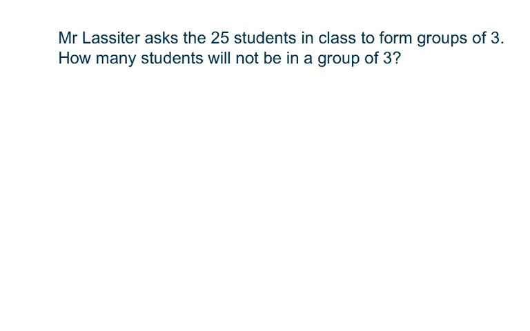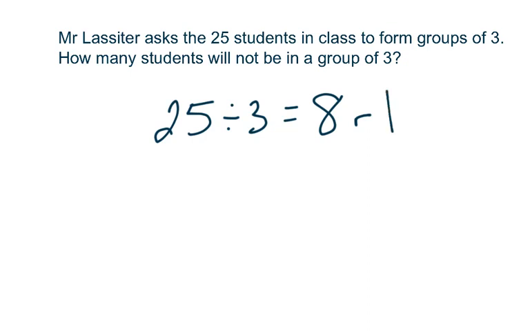When we're setting up this problem, we would have 25 divided by 3. I can think in terms of multiplication. So 3 times what is going to get me close to 25, but I can't go over? Well, 3 times 8 gets me pretty close to 25. 3 times 8 gets me 24. If I'm at 24, I need to add 1 more to get to 25. So I have 8 remainder 1. I could also draw a picture to help me with this problem.